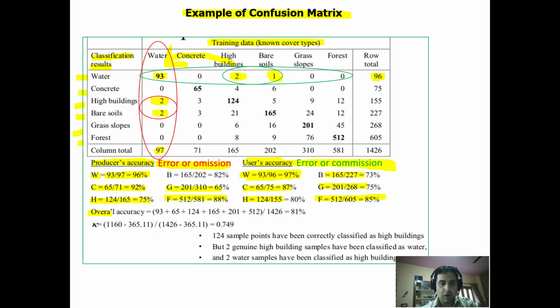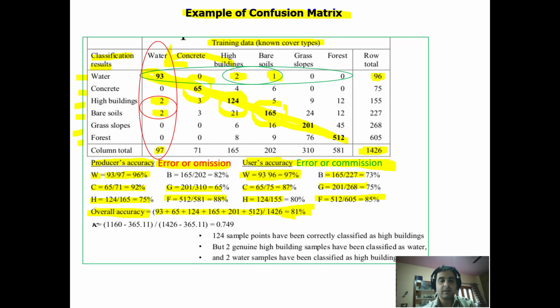Now we want to have an overall accuracy. Overall accuracy is equal to, you can see these diagonal elements. These represent the pixels which have been correctly classified: correctly classified for water, for concrete, for high buildings, for bare soils, and likewise. Now this is the sum of all diagonal elements. You can see 1, 2, 3, 4, 5 up to 9, from 93 to 512, divided by the total number of pixels, 1426, which gives you an overall accuracy of 81%.